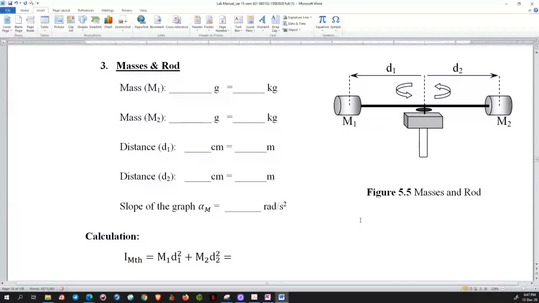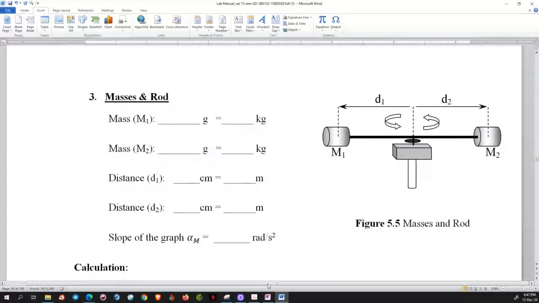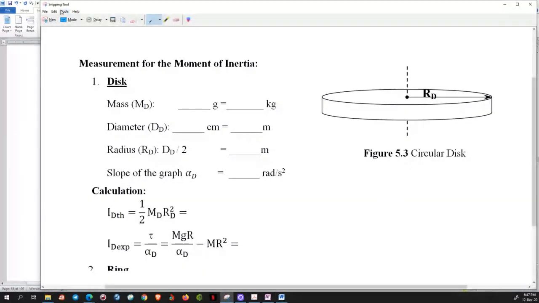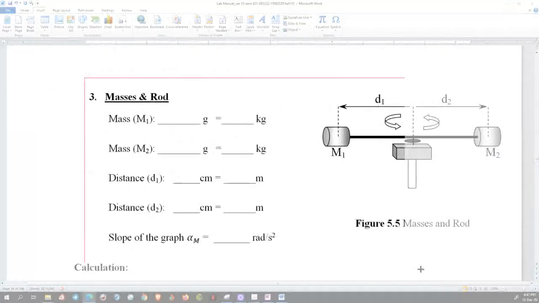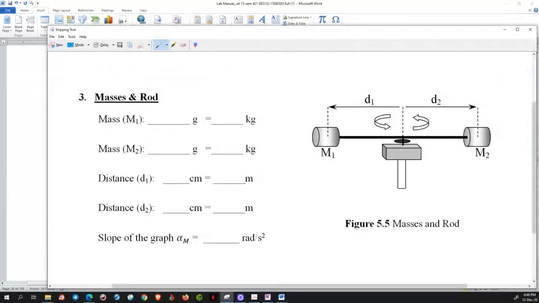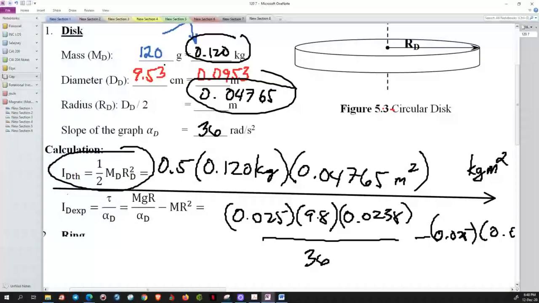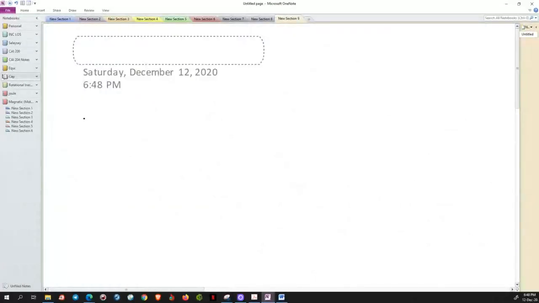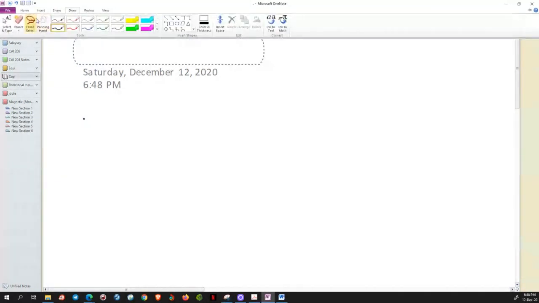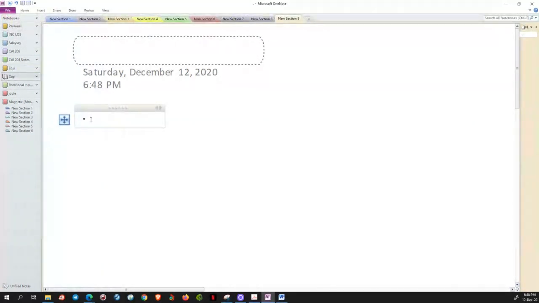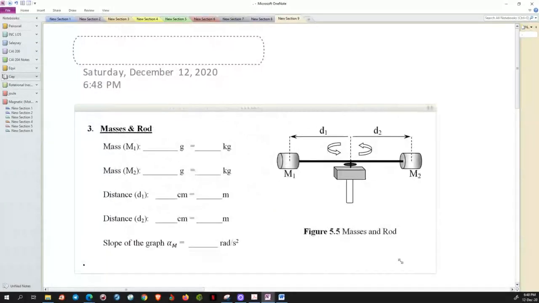Mass and rod. So in the mass and rod, let me take a screen capture of it so that I can go and write. Okay, go to the note, new section, and stick it there. That's too small. One second. There you go, and stretch it.